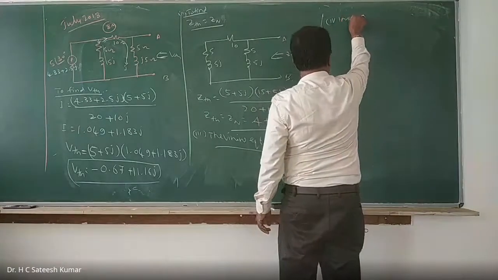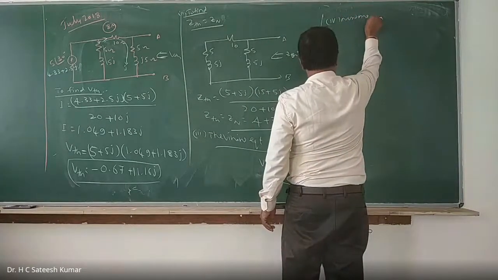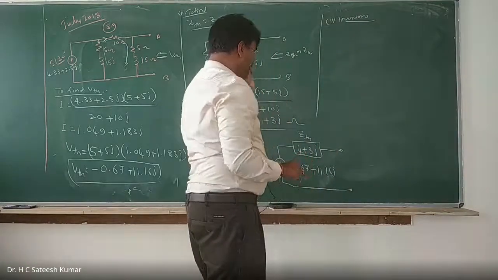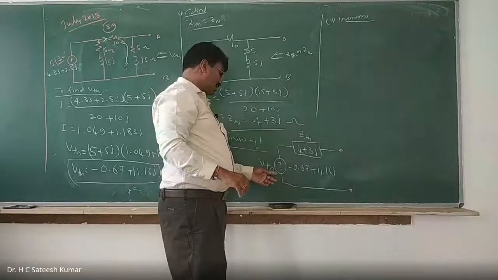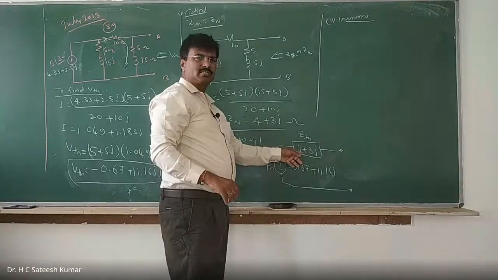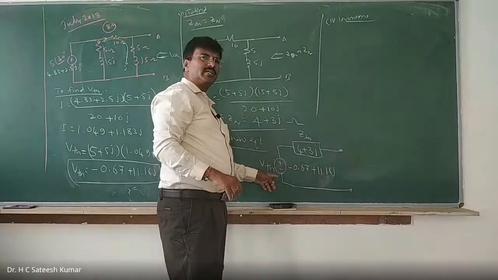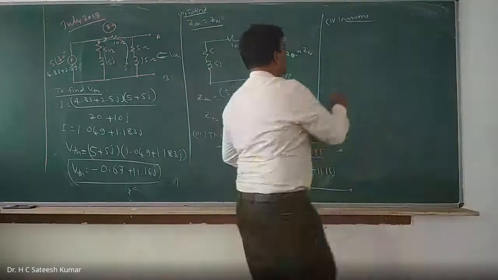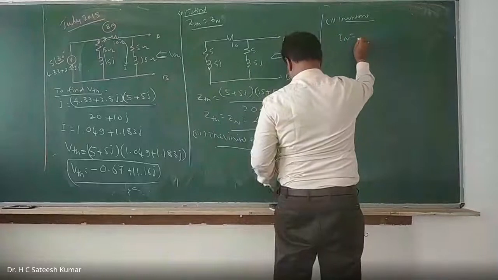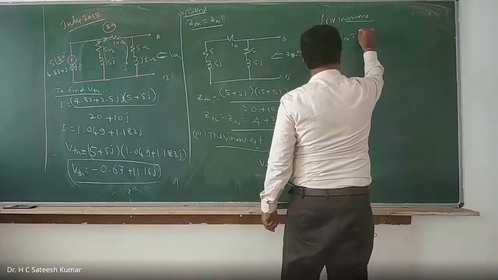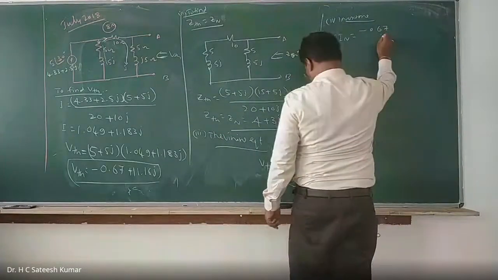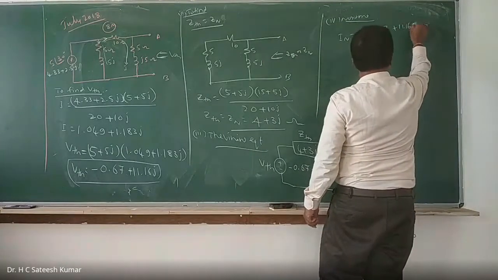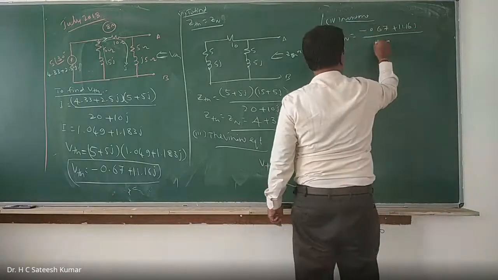Norton's, fourth one. For Norton's, you can find the short circuit current. Instead, convert this: a voltage source in series with the impedance can be converted into a current source in parallel with the impedance. So therefore, IN is equal to V by R: minus 0.67 plus 11.16J divided by 4 plus 3J.